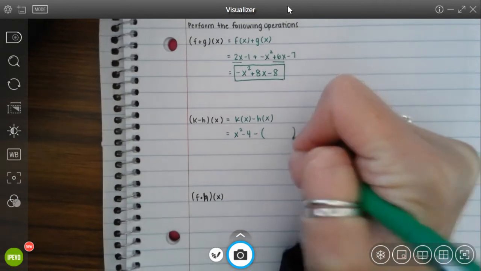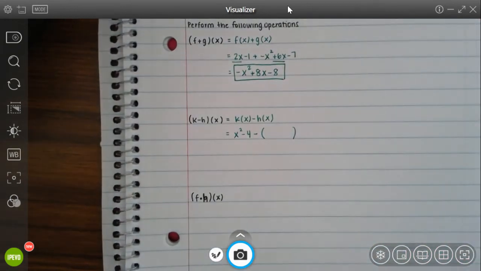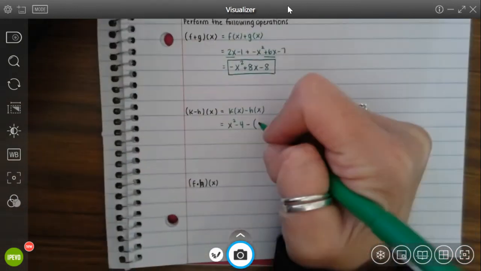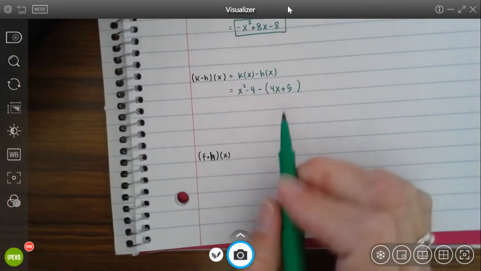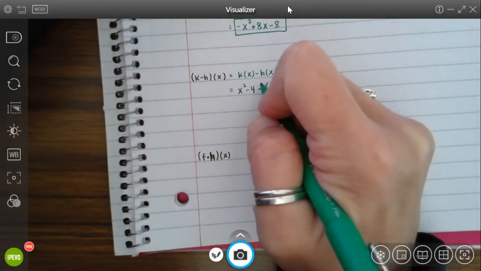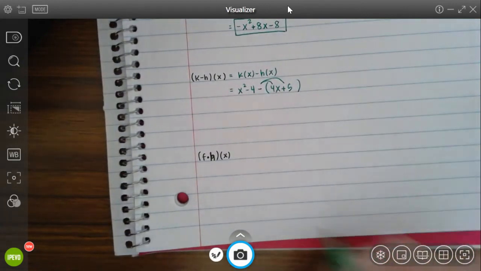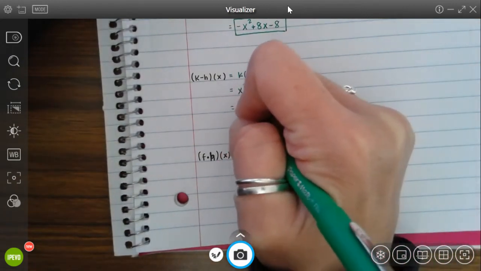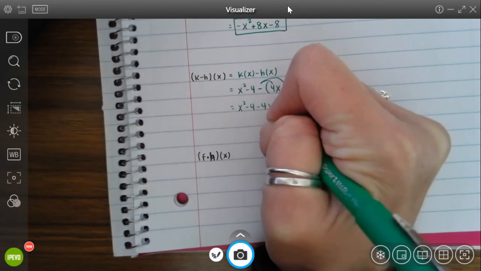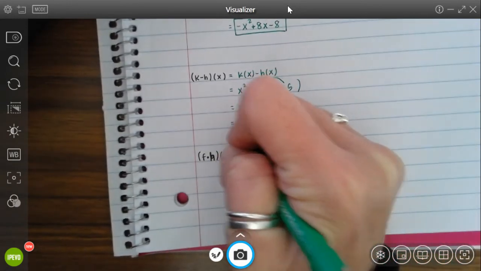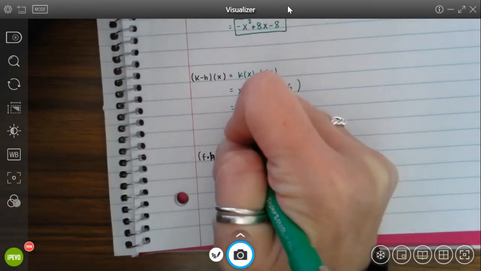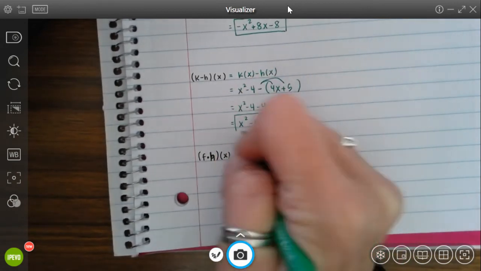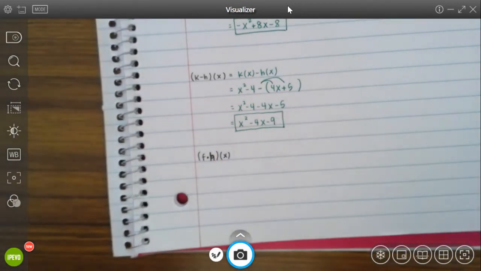And then since I am subtracting a binomial, since h of x is the binomial 4x plus 5, remember with subtraction, you do have to make sure that you're keeping the parentheses because then I'm going to have to distribute out that minus. So that'll be x squared minus 4 minus 4x minus 5. When I combine my like terms, x squared minus 4x minus 9 is what I get for k minus h of x.